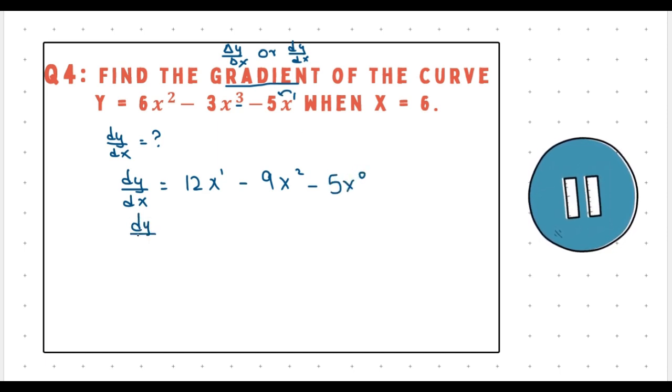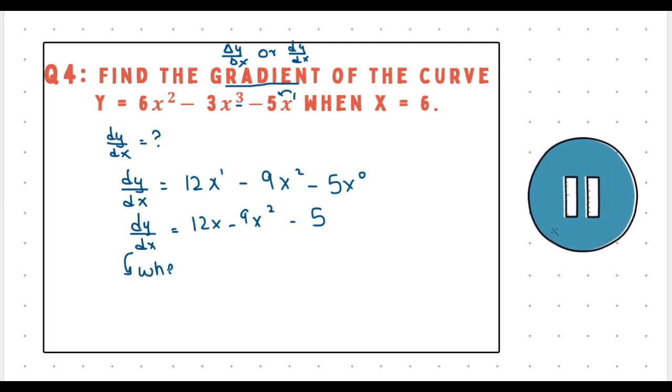Then the power of x would be 0 because 1 minus 1 is 0. Then I'll just write this in simple form: 12x minus 7x squared minus 5. So I have just differentiated my equation.